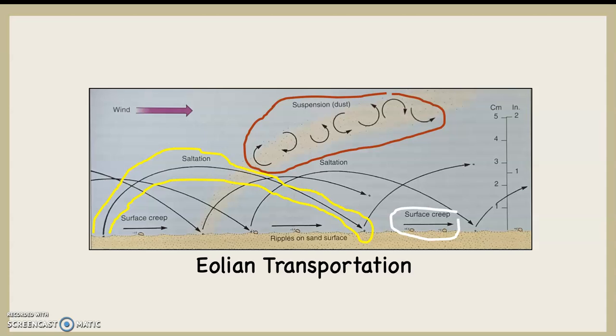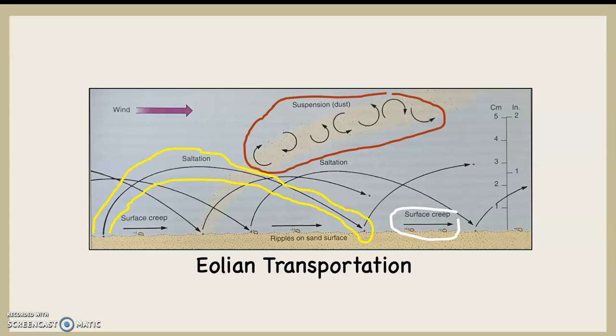So wind is going to transport material in a hierarchy very much like running water does. And it's also going to deposit in a hierarchy very much like running water does. That means this: the lightest material is going to be picked up first, transported the greatest distance, and deposited last. And the heaviest material will be picked up last, transported the shortest distance, and deposited first.